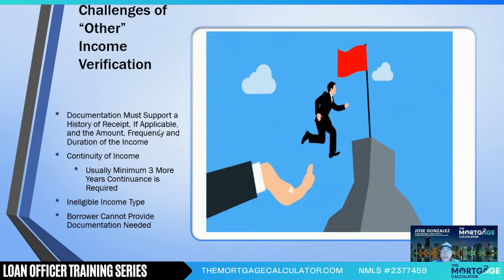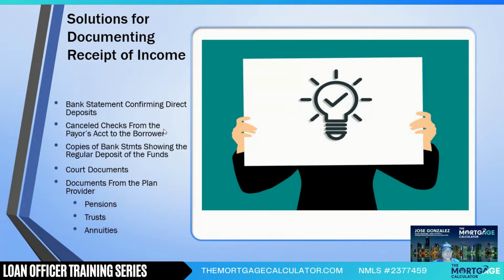So let's talk about now. We've got the challenges of other income verification. What are some of the solutions? And these are obvious, right? But a lot of times you have to restate the obvious. So for our one biggest challenge there, being able to document receipt of the income, what are some of our solutions when facing other, quote unquote, income, and you've got to document receipt?